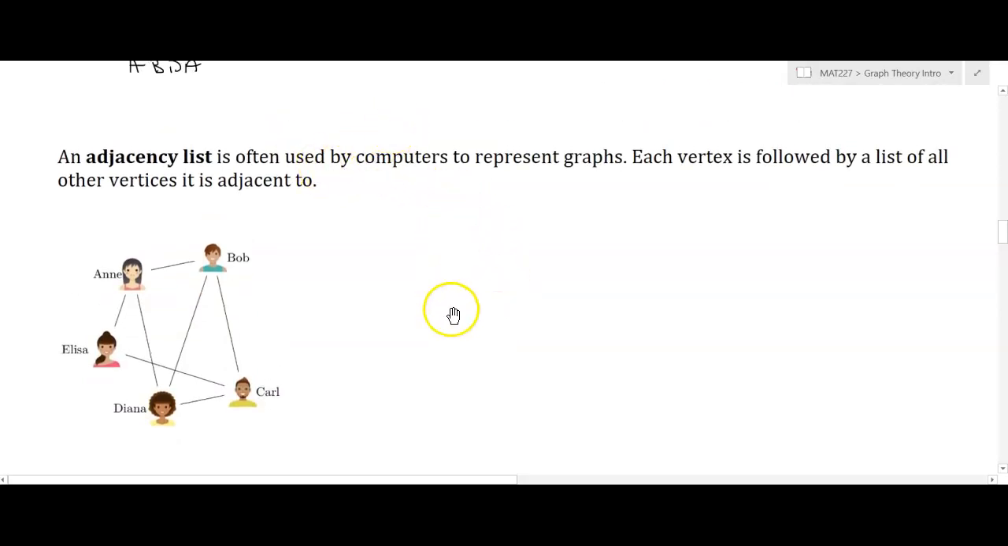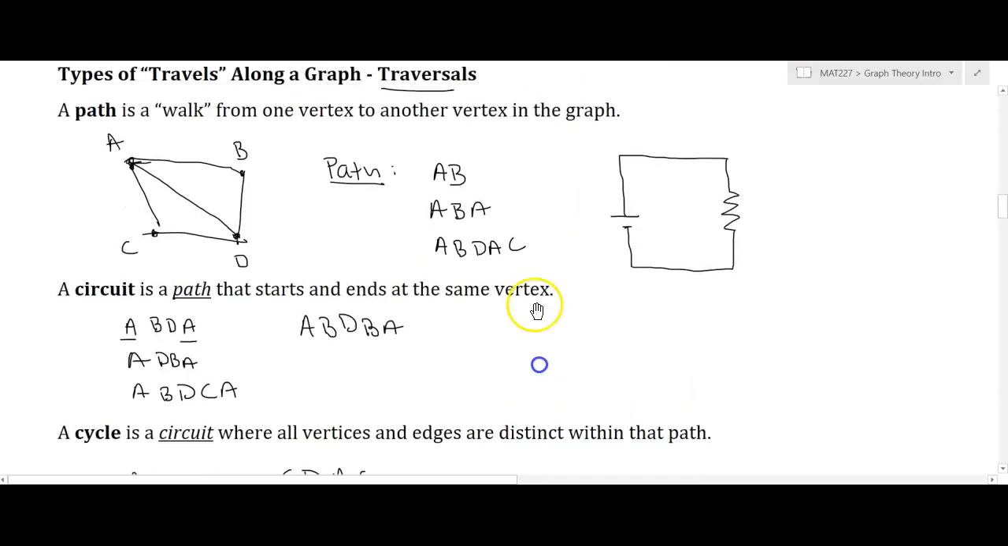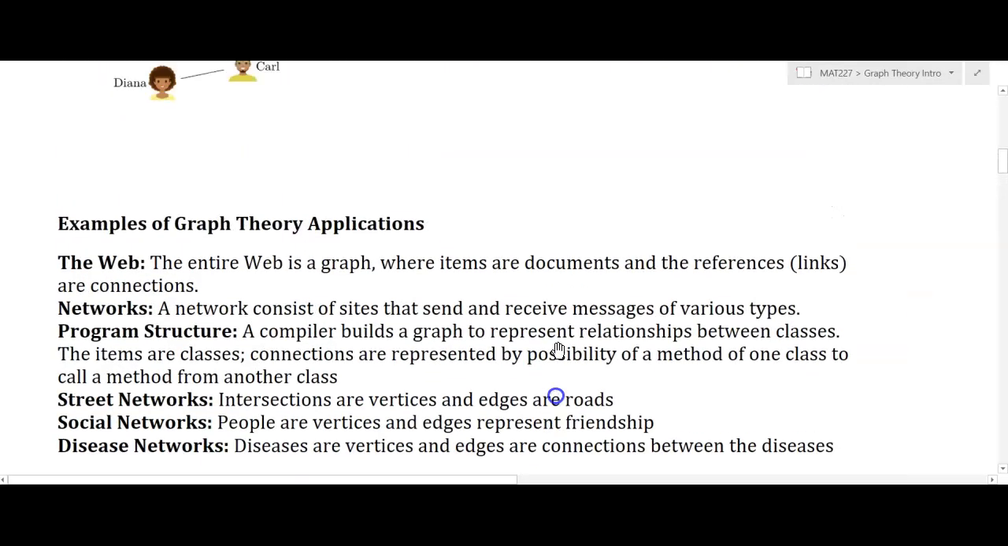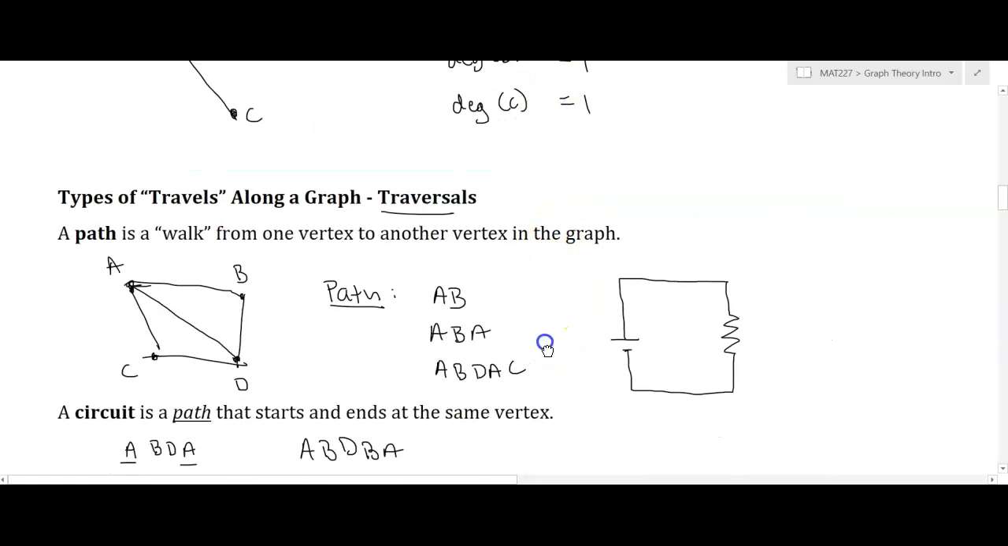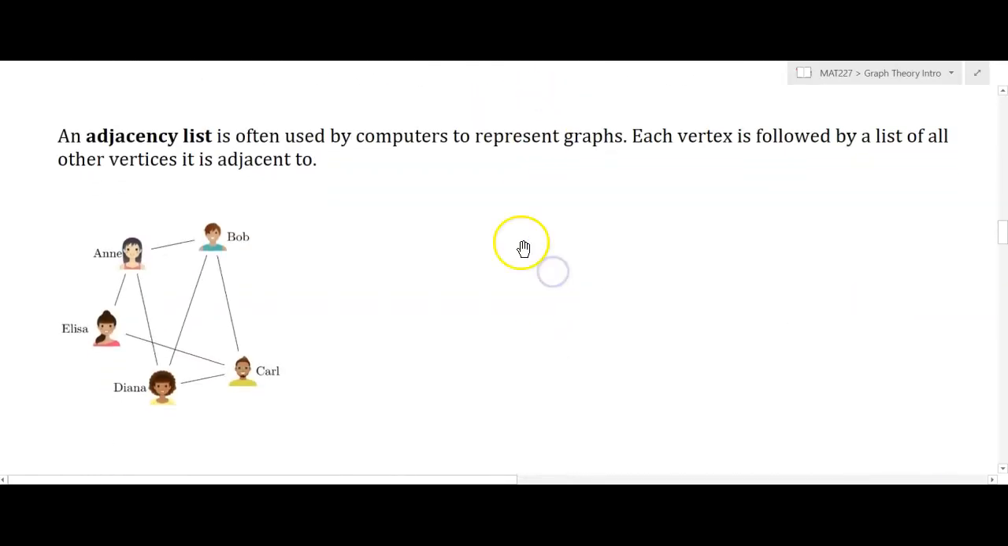So computers need to be able to represent a graph, and they can do it with sets like we've done up here at the top, defining the set of vertices and edges, but there happens to be a more efficient way to do that. And these are a little bit better for computers. For example, we can build what's called an adjacency list. Each vertex in the list is followed by a list of all other vertices it is adjacent to. So we'll just list it in more of a visual form, but we can list the vertex and all of the adjacent neighbors of that vertex.